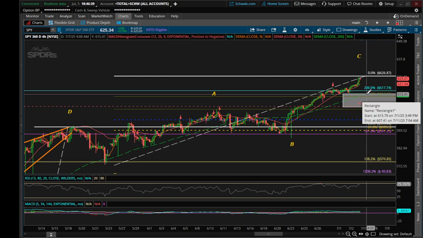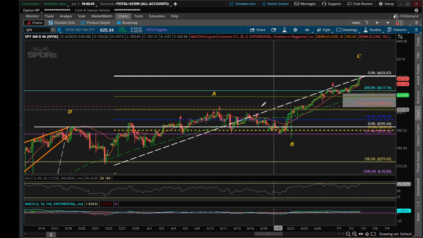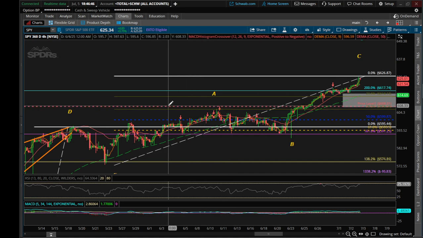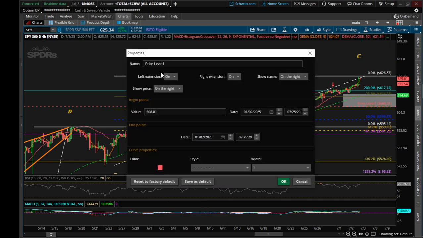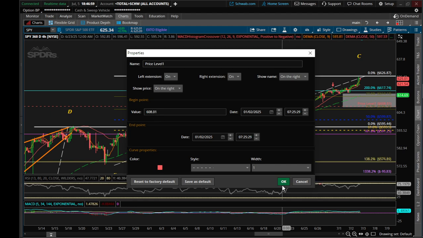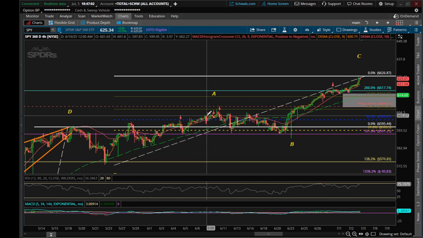So anywhere from 615 to 606, which I have as our major price level on the previous high in March of this year. So I have it at 608. All right, so that's maybe where we retrace in the short term, and then we get another 3 moves up to complete this move from 2023.